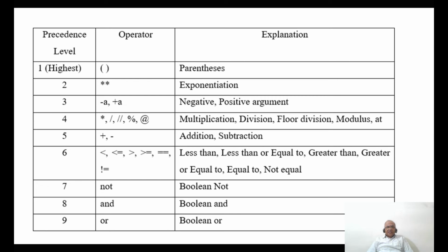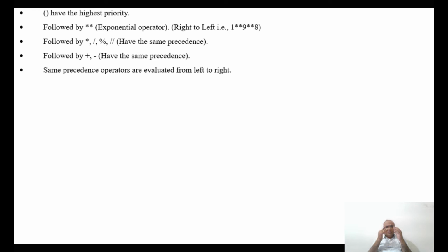Then in the sixth, we have less than or equal to, greater than or equal to, equal to, and not equal to. Then we have not, that is Boolean not. Then you have and, Boolean and, and then the Boolean or. Now when you come to this, we have the priorities.